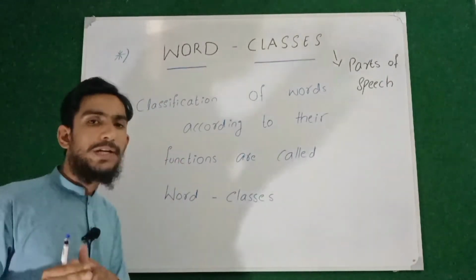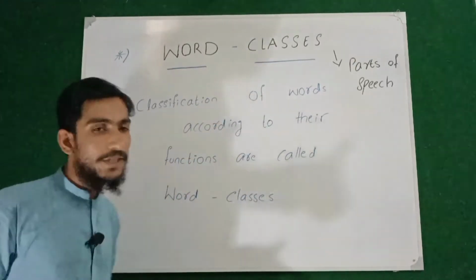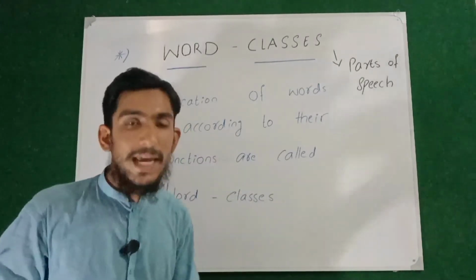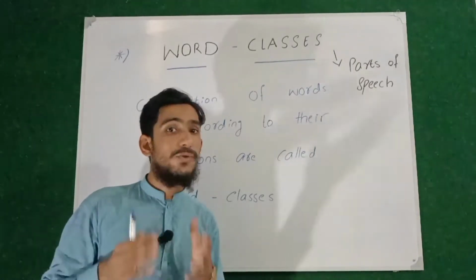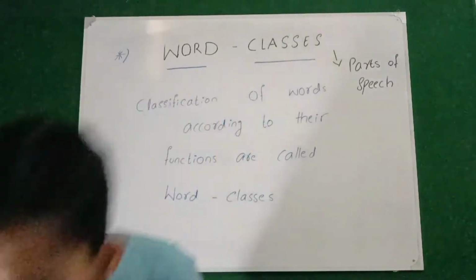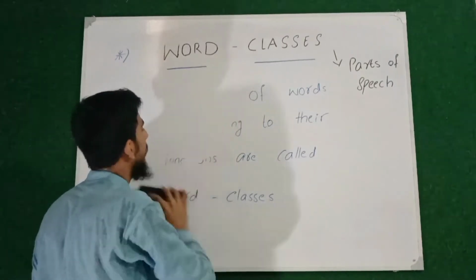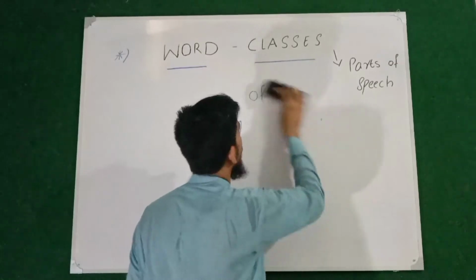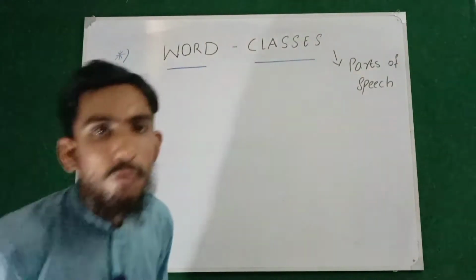The native writers have written in their books that word classes are the classification of words according to their function. So again, the classification of words according to their function is basically called word classes, or we call them parts of speech. So now how many word classes are there? Remember that the native writers have written in their books that there are basically 8 word classes. Now we will discuss what they are.